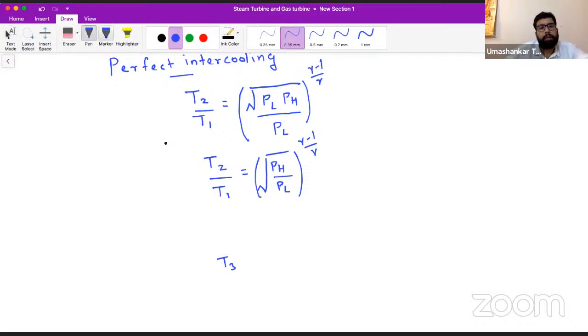Okay, let's just use this. So T3 by T4 is what? It will be equal to pH upon Pi, where T3 is at intermediate pressure Pi, to the power gamma minus 1 by gamma. Isn't it?